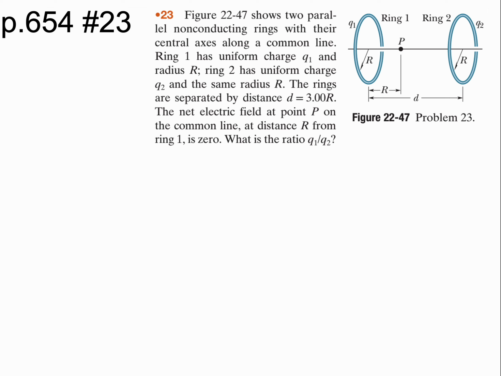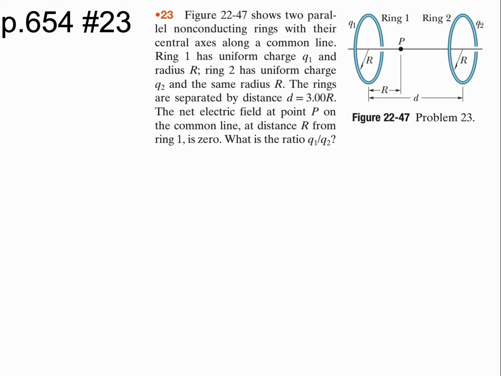So this is for number 23. You have two parallel non-conducting rings with their central axes along a common line. Ring 1 has a uniform charge Q1 and a radius r. Ring 2 has a uniform charge of Q2 and the same radius r. The rings are separated by a distance of 3r.